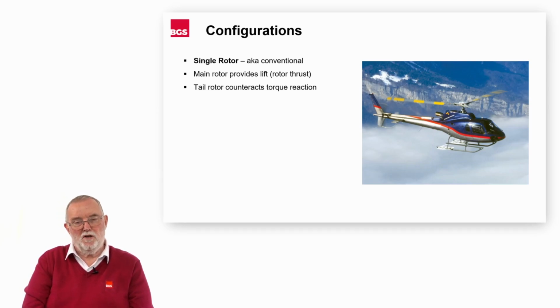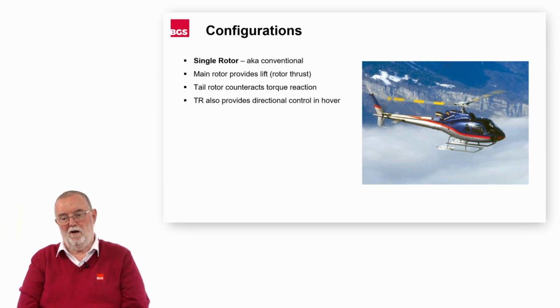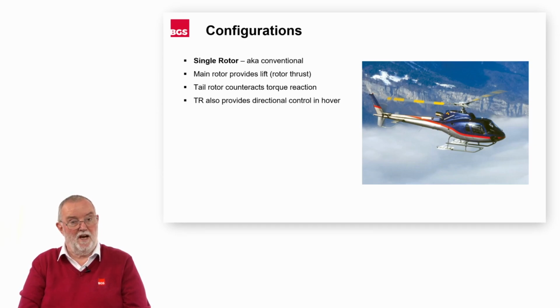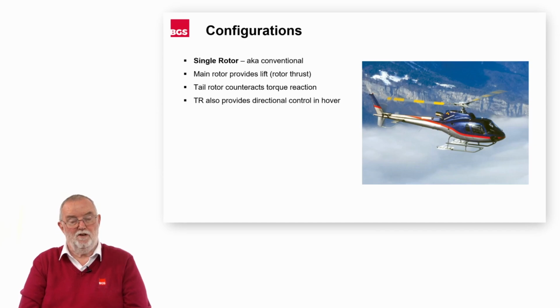But how much of the tail rotor is countering torque reaction and how much is providing directional control in the hover? Well, if I had to put money on it, I would say that 90% of the tail rotor is countering the torque, and only about 10% is used for directional control in the hover. And that's just a gut feeling, but it's mostly to do with anti-torque. Secondary effect is to use it for directional control, for your control in the hover.